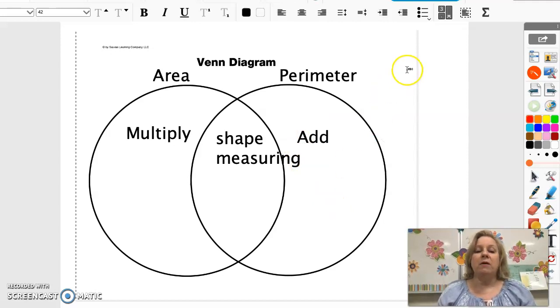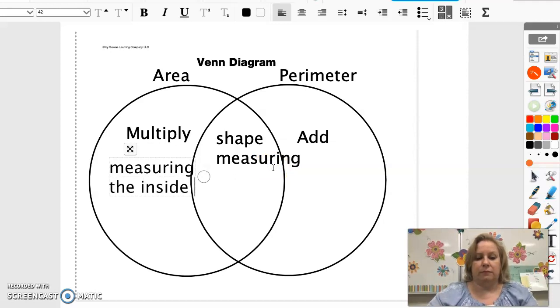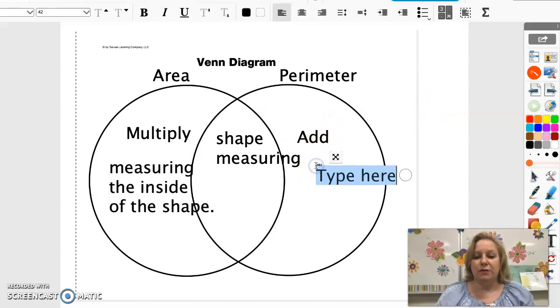Also, in area, I'm thinking about measuring the inside of the shape. And when I think of perimeter, I'm thinking of measuring all around.